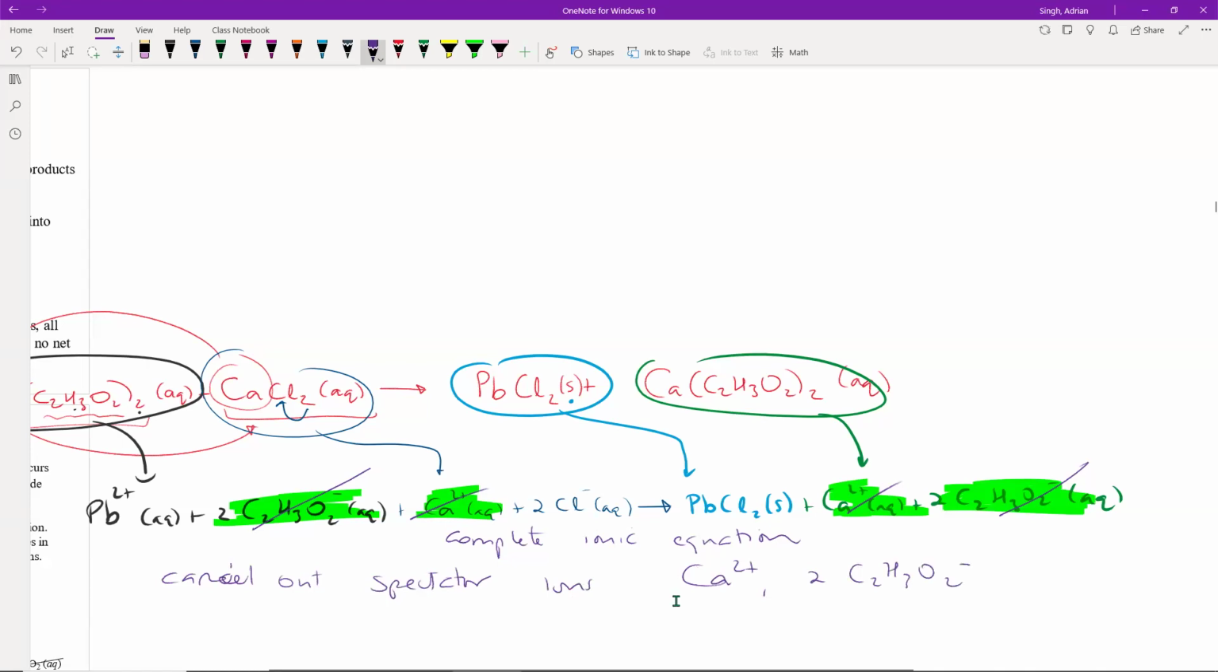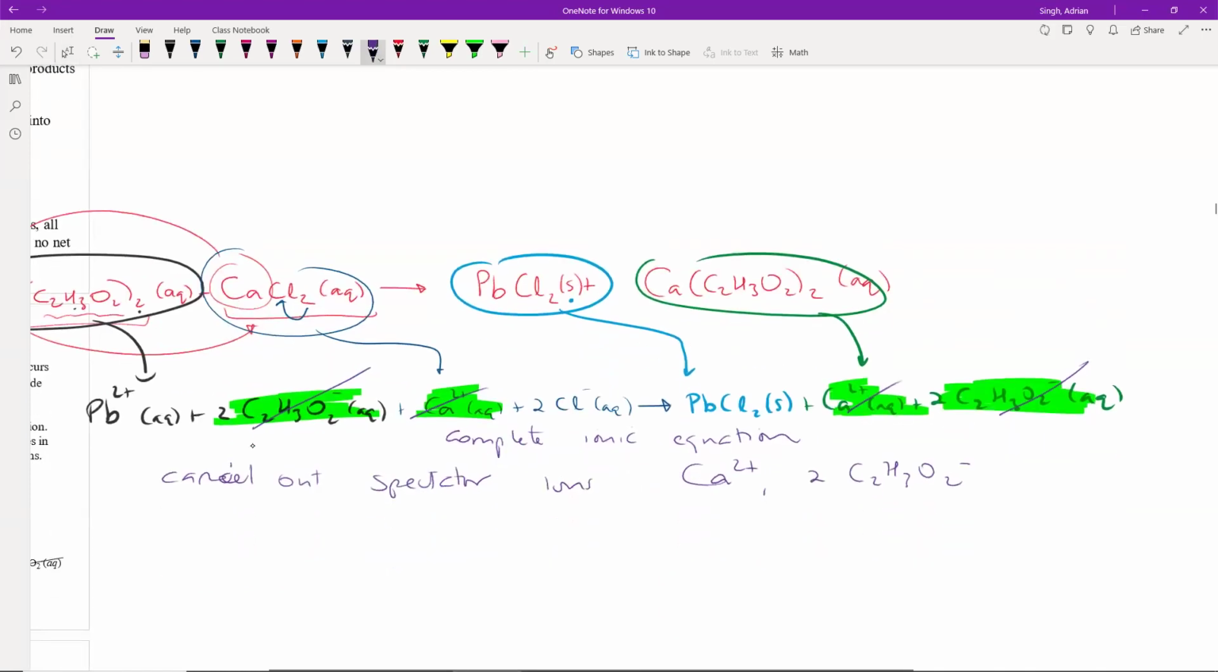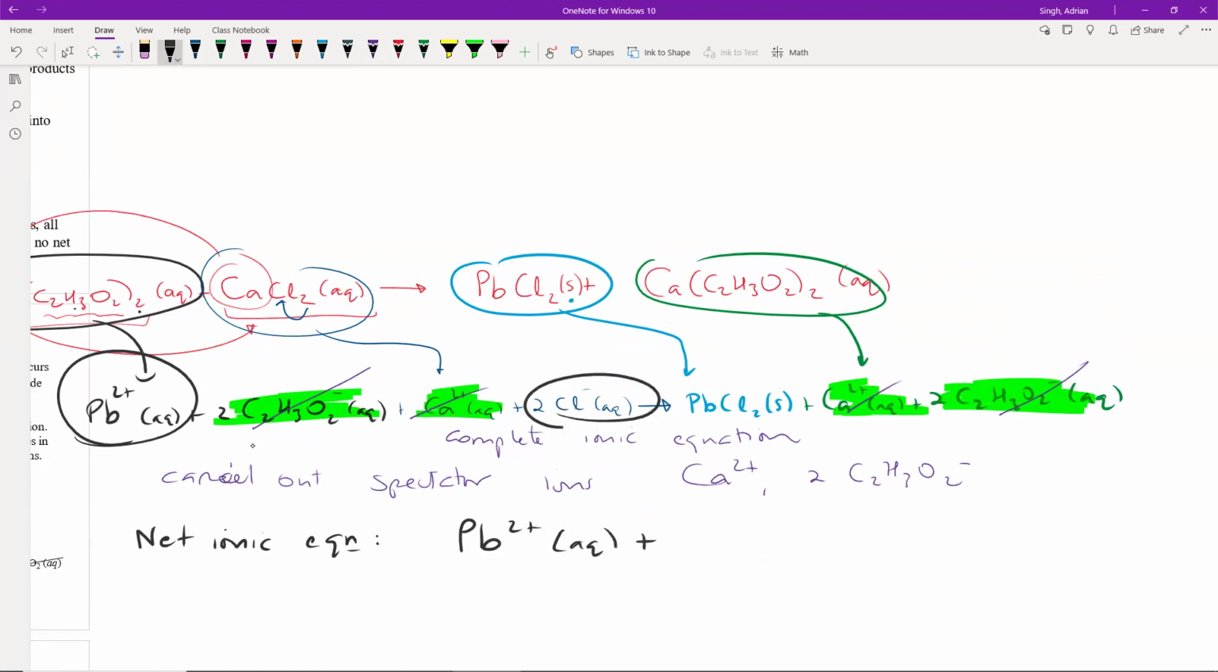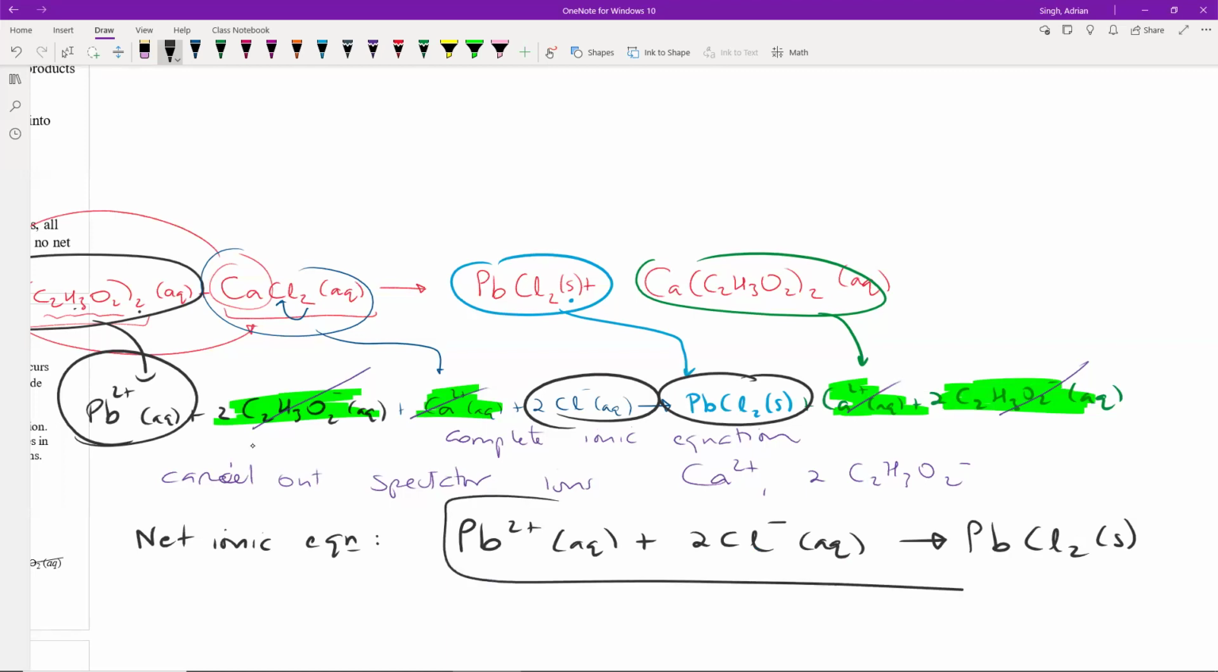And what we're left with then is the net ionic equation, where we just write out what remains. Well, what remains is Pb2+ (aq) on the left side, combining with 2 Cl- (aq). It's the only thing left over on the left. On the right side, I have my PbCl2 solid. Okay, and that is the net ionic equation.